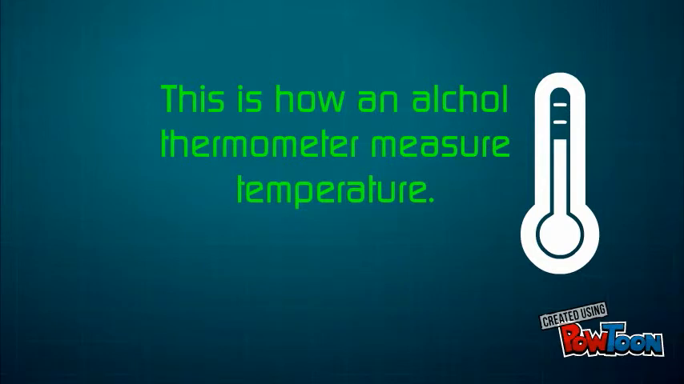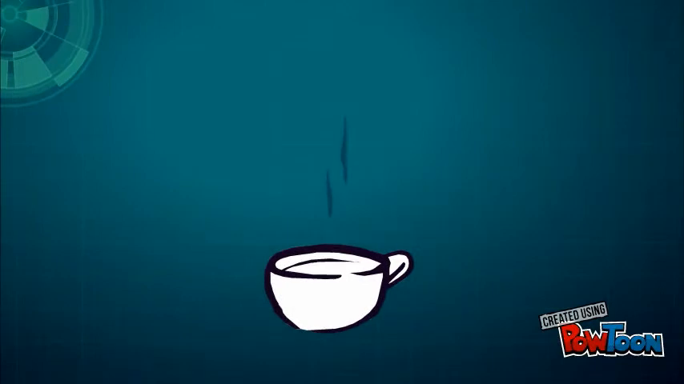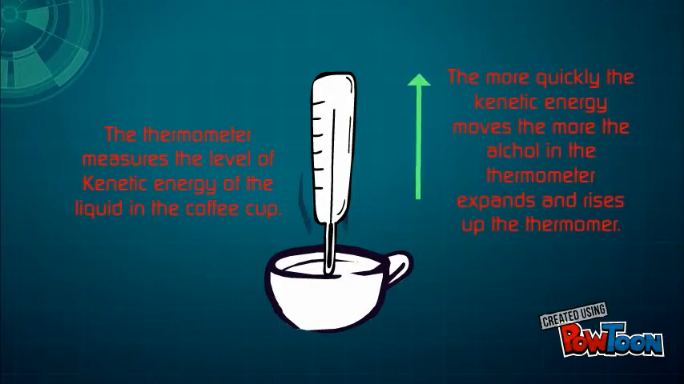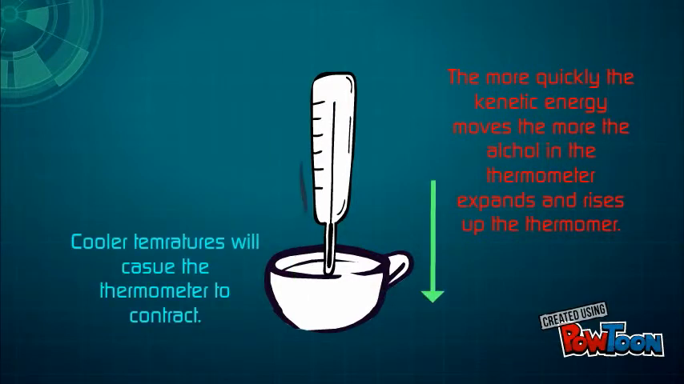This expanding and contracting is how an alcohol thermometer works to measure temperature. The thermometer measures the level of kinetic energy of the liquid in the coffee cup. The more quickly the kinetic energy moves around, the more the alcohol in the thermometer expands and rises to the top. If the liquid is cooler, the thermometer will contract and the liquid will be lower.